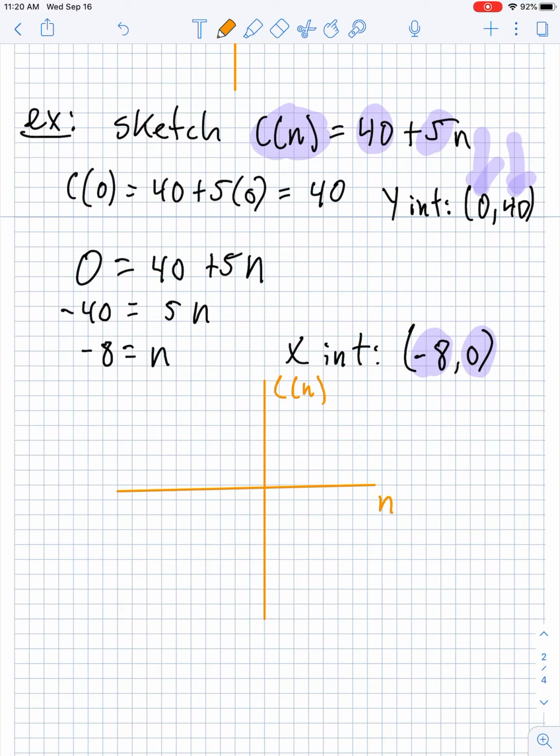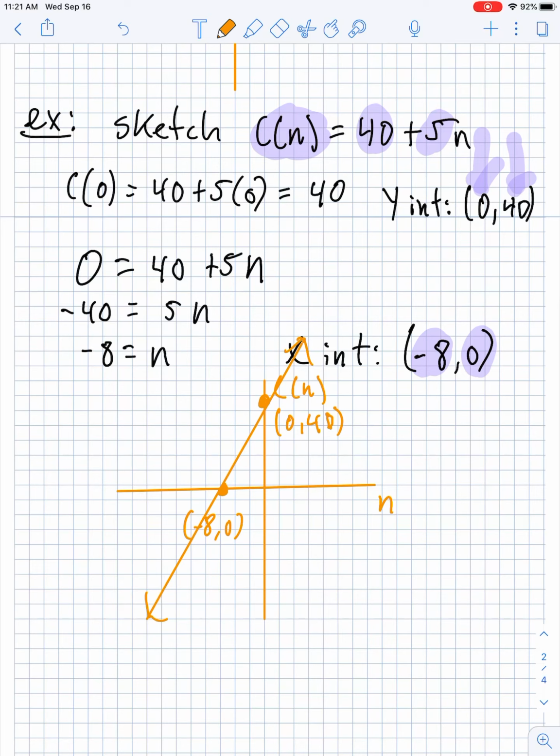X-intercept is negative 8, comma 0. So let's say that that's, I don't know, around here. And then the y-intercept is 40. So we'll say that's up here somewhere. And then connect them with a line. Close enough.